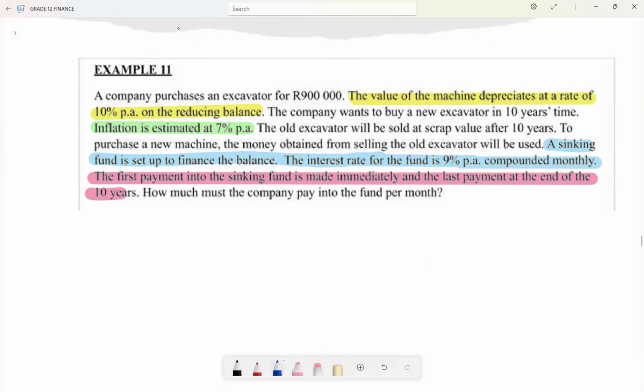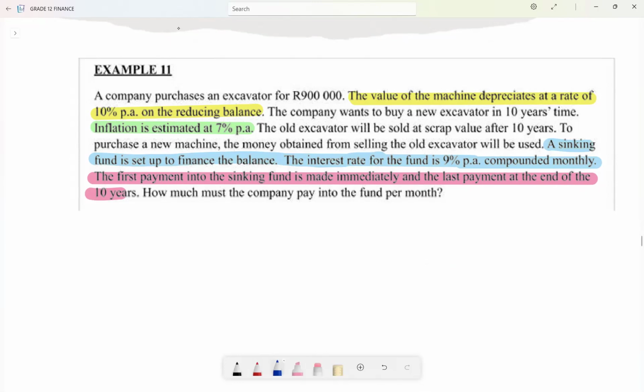I will explain this again before I continue. They bought a machine for 900,000, and they want to replace that machine with the same model of excavator after 10 years. After 10 years, what will happen is that they will sell the old excavator or the old machine at the scrapyard. The money that they will get will not be enough to buy the new excavator. So they will do what?